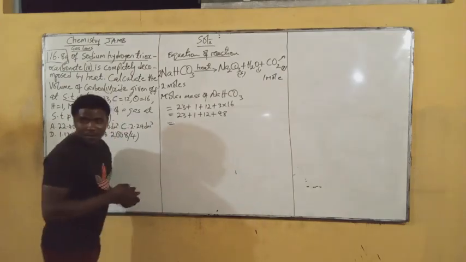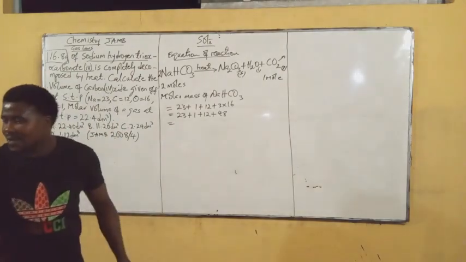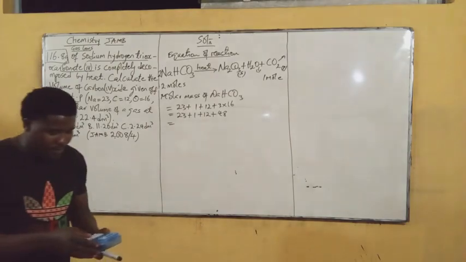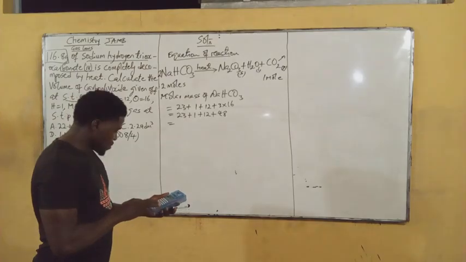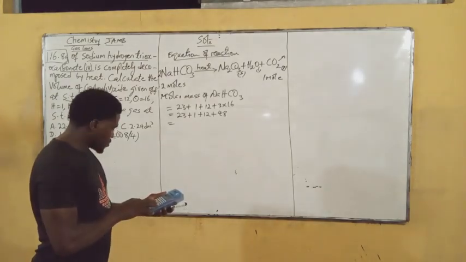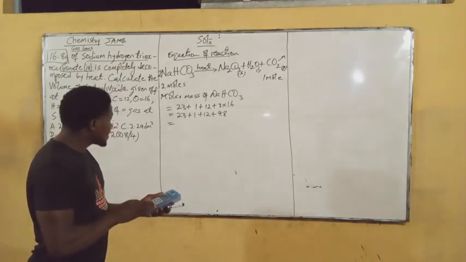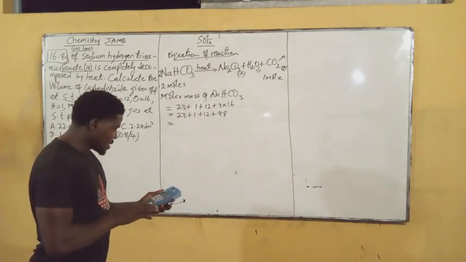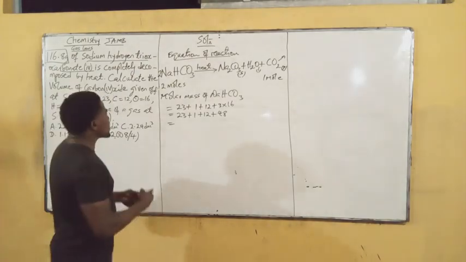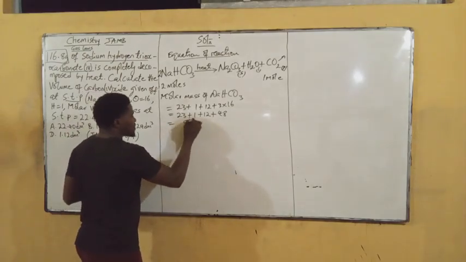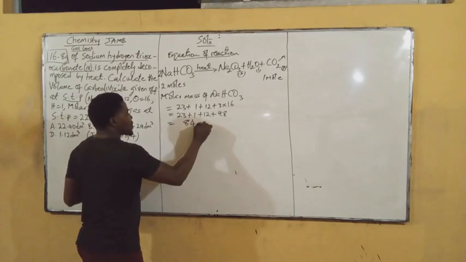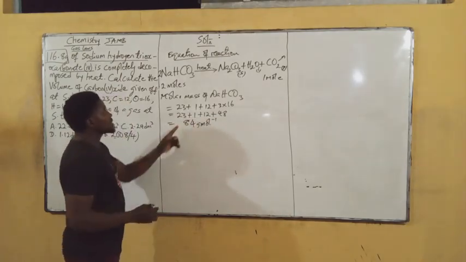So adding everything up now, we are going to have 23 plus 1 plus 12 plus 48. That is 84. So the molar mass here becomes 84 grams per mole. That's the molar mass.